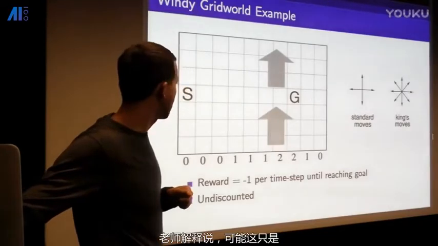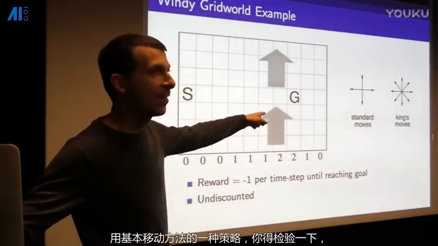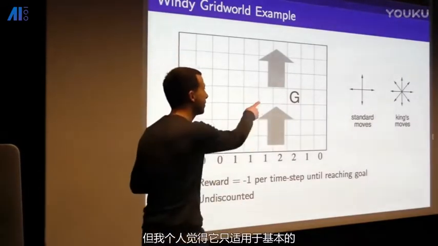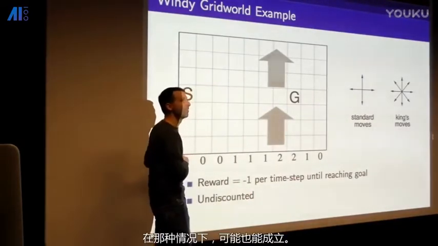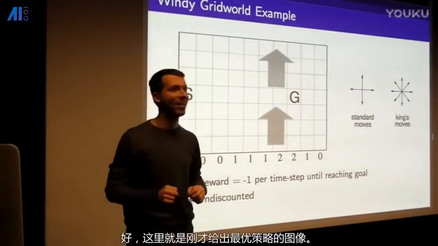So maybe this is a version that just uses the standard moves then. I'll have to check that. I think this might just use standard moves and that the wind blows you in a diagonal direction. You're right, that would be true in that case.